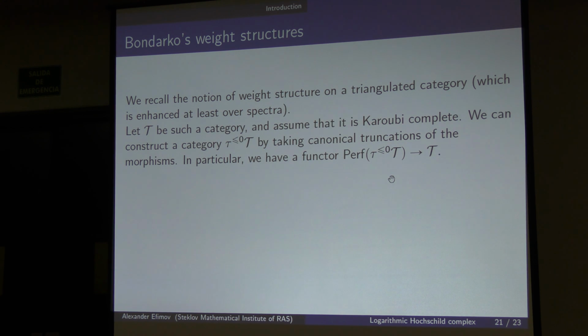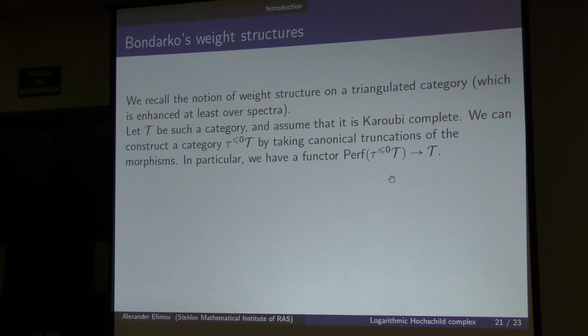So if you have such a triangulated category, let's assume for the basics that it's cocomplete, we can always construct the truncated category. Just at the moment, let's assume that it is just a DG category, not spectral, but just DG. Then we can take canonical truncations of the morphism complexes to get a DG category with the same objects, but the Hom complexes are homologically non-positive.